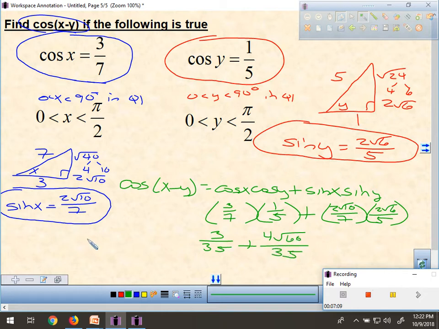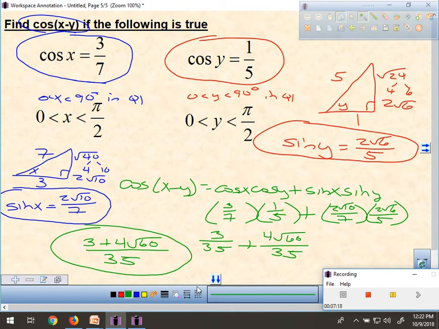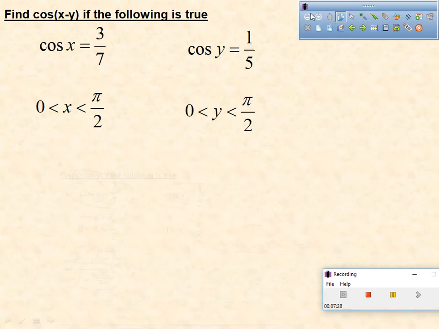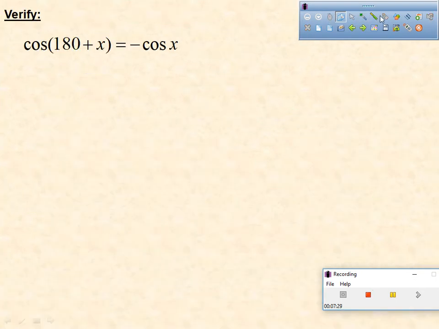They do have the same denominator, so you can scrunch them together and get 3 plus 4 radical 60 over 35. And then even though you can simplify radical 60, I'm not going to do that right now, but you could if you wanted to. All right, and then with these new trig identities, you can actually work out some more verifying problems.